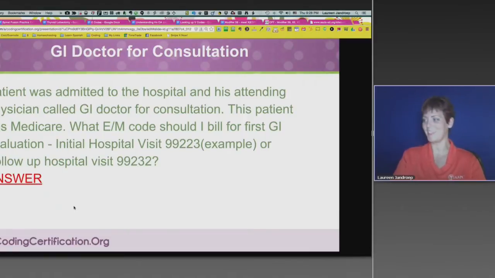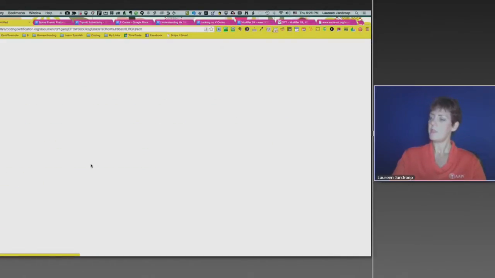GI doctor for consultation. Patient was admitted to the hospital and his attending physician called the GI doctor in to do a consult. The patient has Medicare. What E&M code should I bill for this first GI eval? Initial hospital visit, follow-up visit. So I can see why this is confusing.